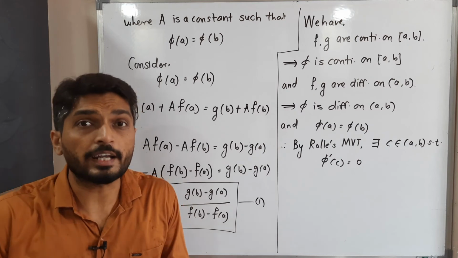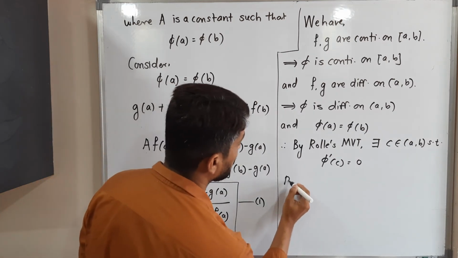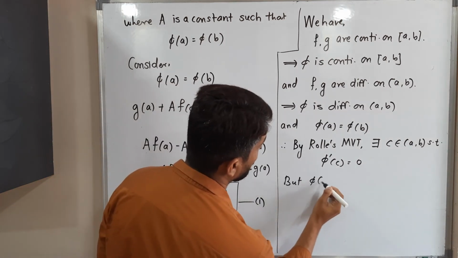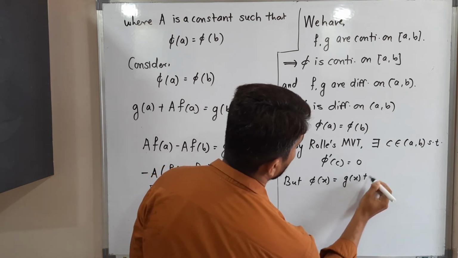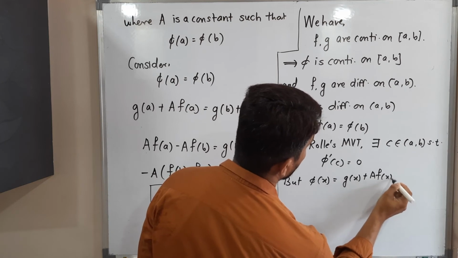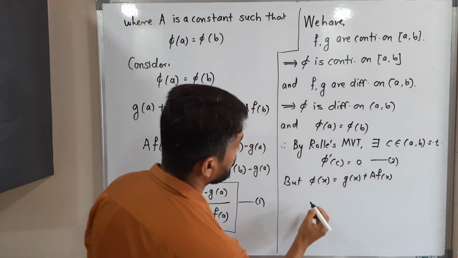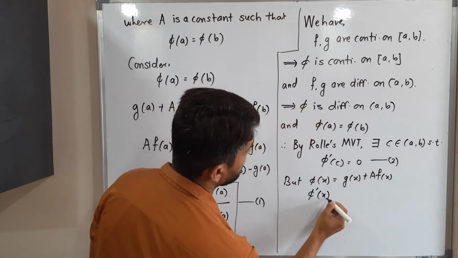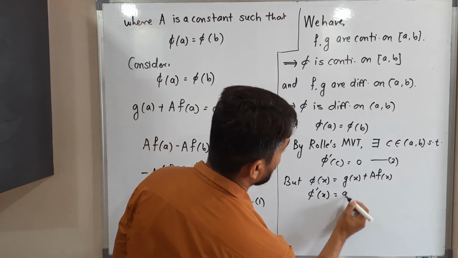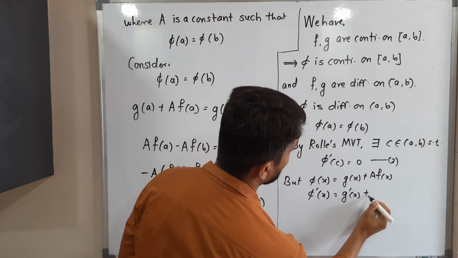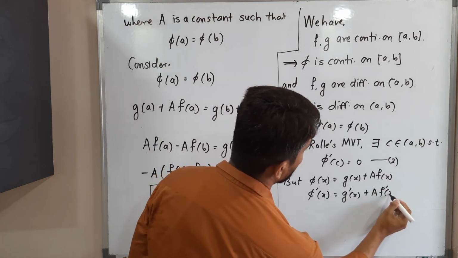But what is phi dash? Okay, so let me write here. But what is our phi of x? Our phi of x is equal to g of x plus A f of x. This is our phi of x. Okay, I am calling it as equation number 2. Phi dash of x, its derivative. Addition is there, you can take separate derivative. Derivative of g is g dash of x, A constant, derivative of f is f dash of x.